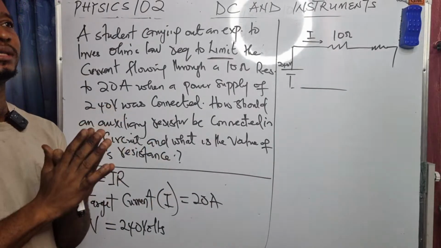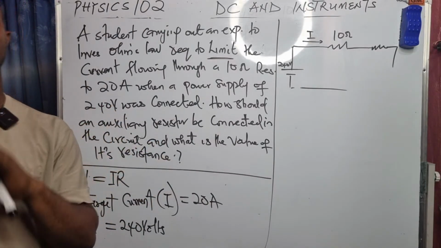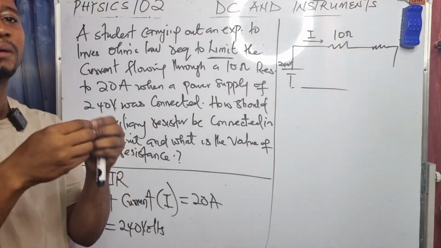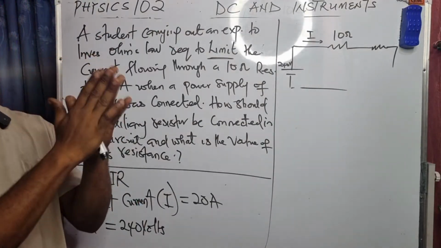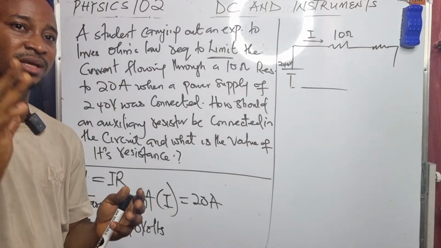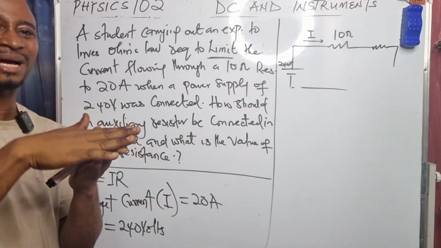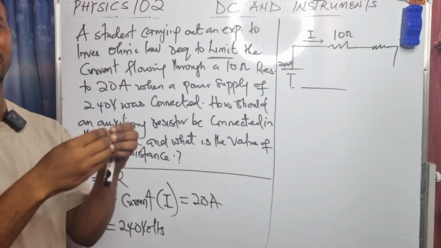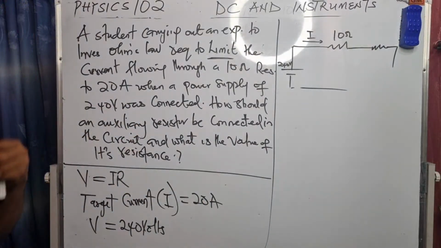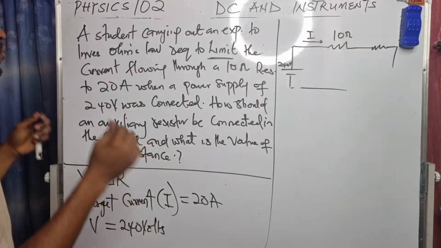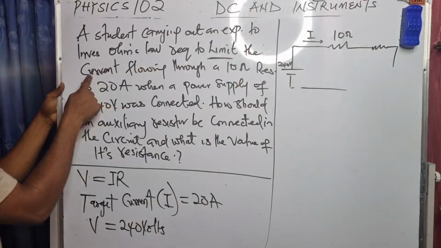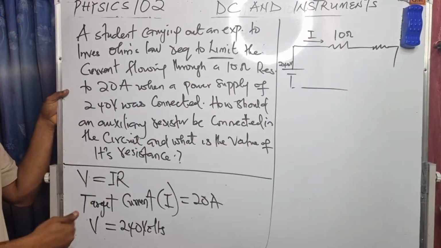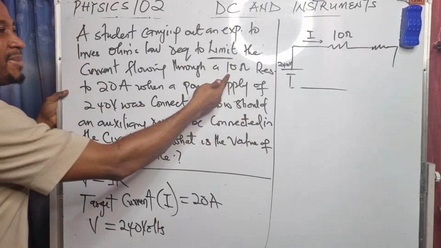Now, if the current flowing through these bulbs is greater than the permissible amount of current allowed to pass through the bulb, what do we do to maintain the amount of current that we need? It is by connecting a resistor. A resistor tends to resist, or to oppose, the flow of current. So what we want here is to limit the current flowing through the 10 ohm resistor to 20 ampere. To reduce the current to 20 ampere, that means I have to increase my resistance.